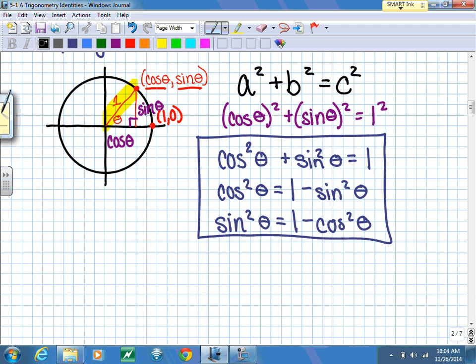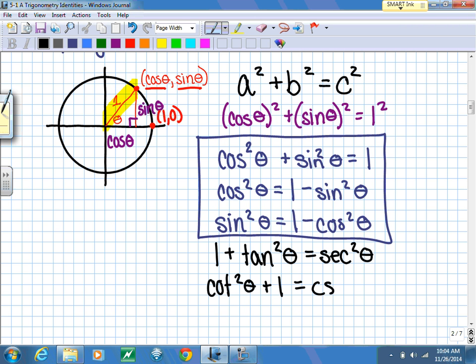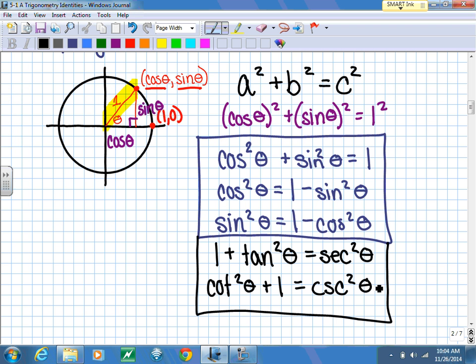Now there are an additional 2 Pythagorean identities that I'm going to write down as well, and over the next couple days we will see where these identities come from. One of them is 1 plus the tangent squared theta, which is equal to the secant squared theta. And the other one is the cotangent squared theta plus 1 is equal to the cosecant squared theta. So these are also 2 Pythagorean identities that we're going to be working with, and we will figure out later in class how we actually get them.